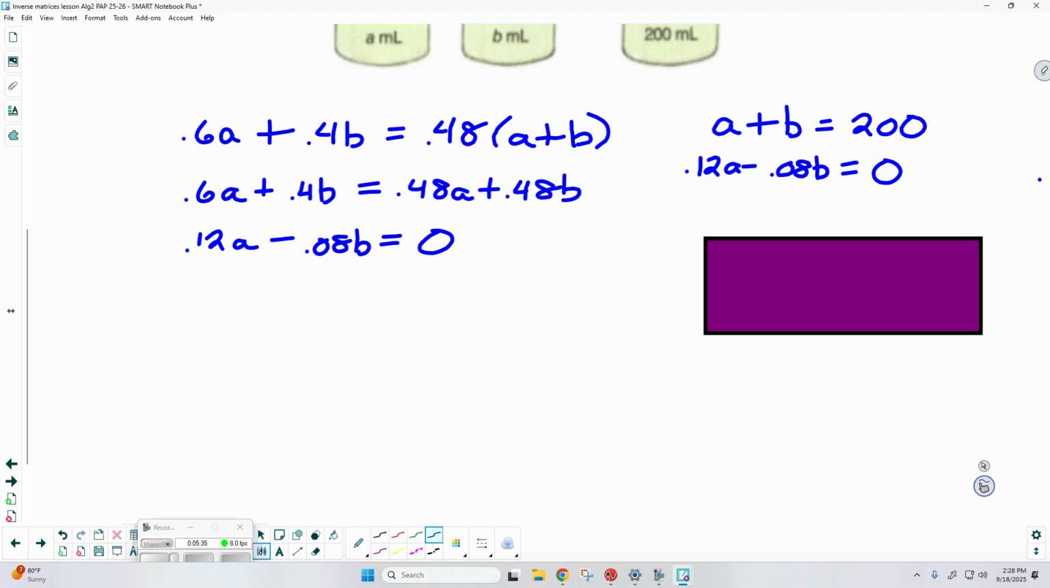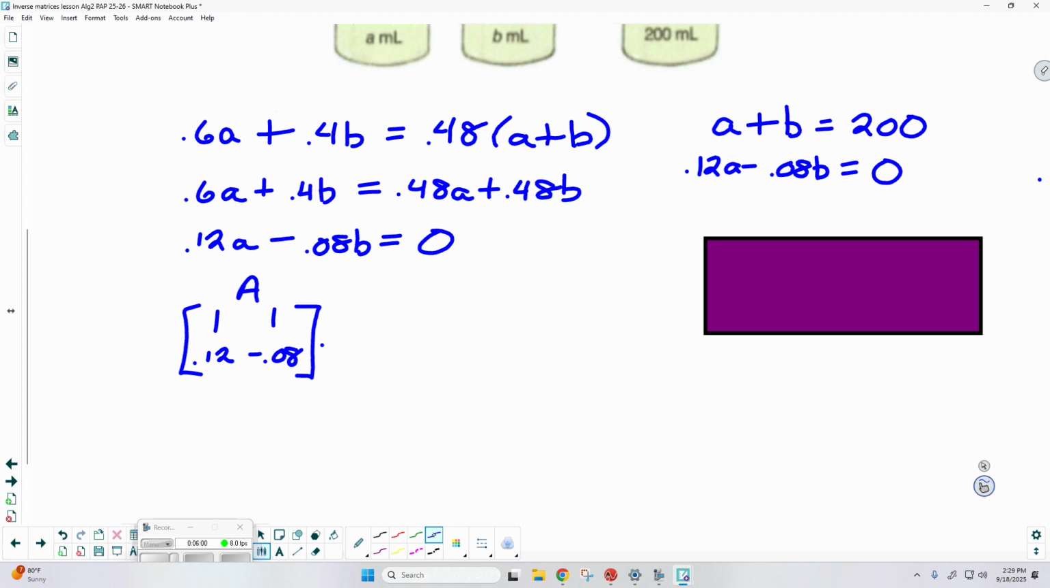So what we were talking about yesterday was creating a matrix equation. So let's take what we have here. I'm going to go ahead and create matrix A. We call that the coefficient matrix. So look at the coefficients that I have right here. What should be my top row? Okay, so 1 and 1. My bottom row should be 0.12 and negative 0.08.